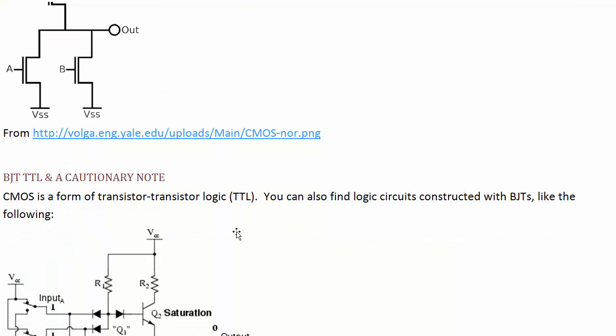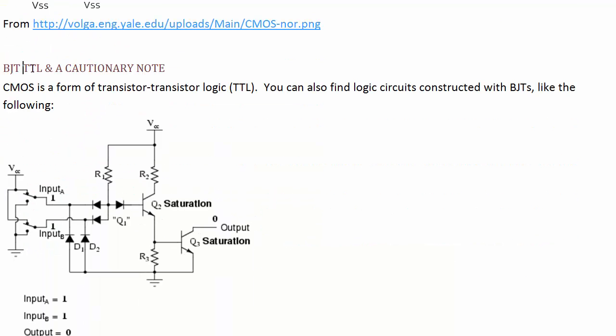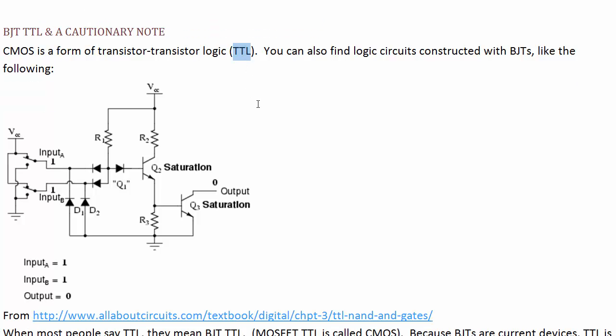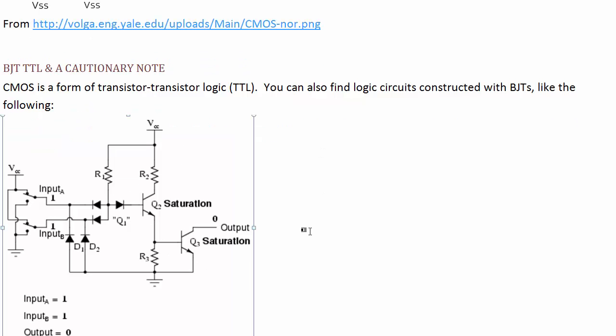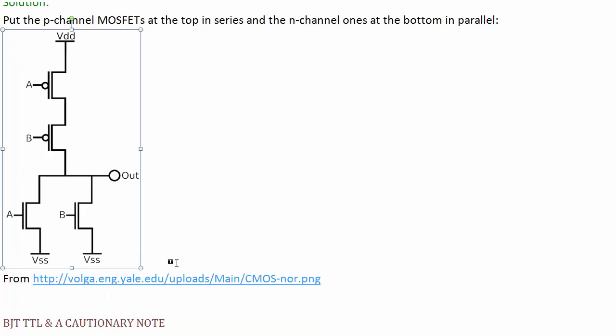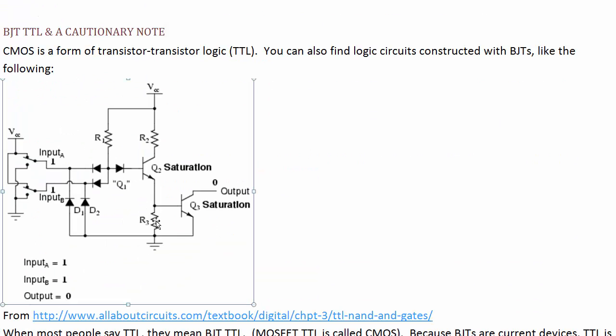All right, one final point here. BJT transistor logic, TTL, and a cautionary note. So CMOS is technically a form of transistor logic. When most people say TTL, they mean BJT transistor logic. They'll call CMOS, that is MOSFET transistor logic, just CMOS. So you can make BJT transistor logic, something similar to the circuits we're looking at with MOSFETs, with a circuit like this. So this is an example of using BJTs to make transistor logic.